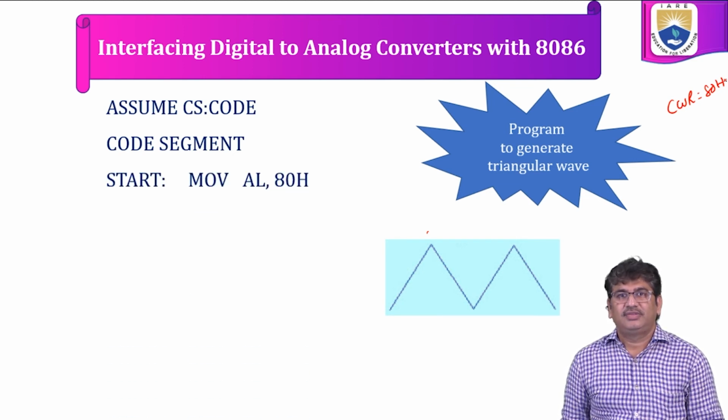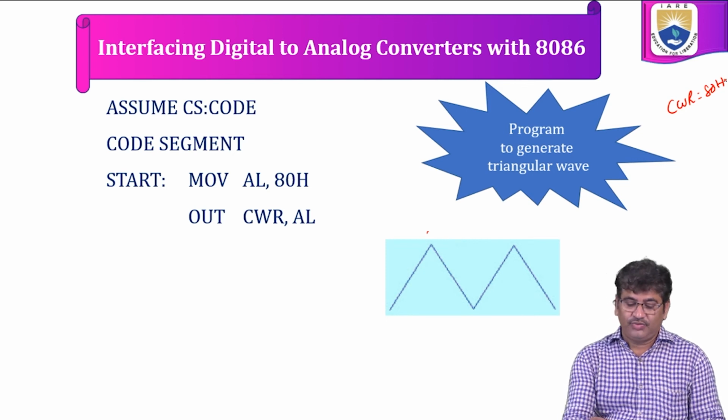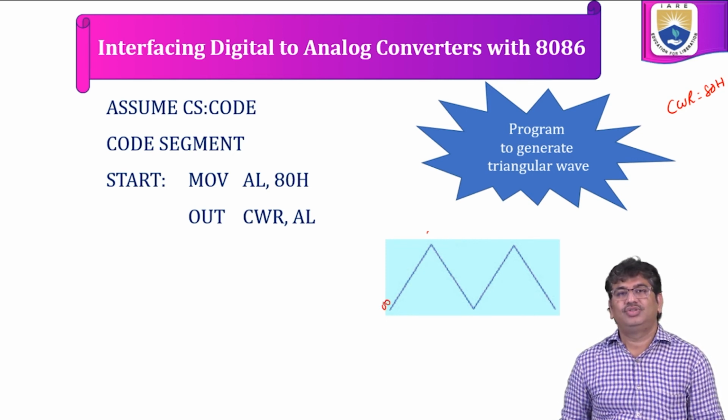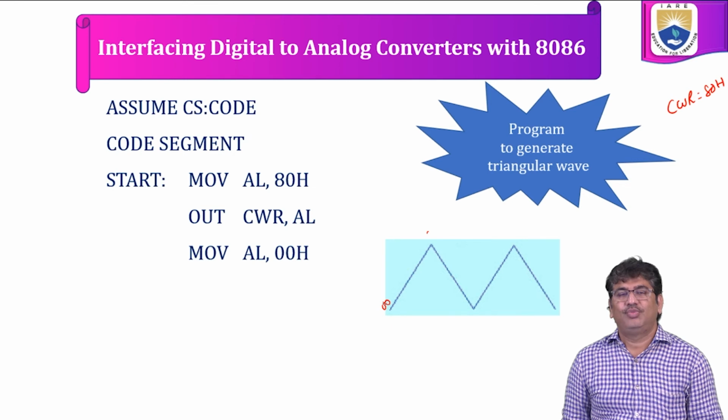This AL content, which is 80H, we have to move to the control word register by using the OUT instruction. So we use OUT control word register, AL. Next, we have to pass the initial value as 00. For passing the 00 value, we will move 00 to the AL register, that is, MOV AL, 00H. This value we have to direct to port A by using the OUT instruction. So we will write OUT port A, AL.